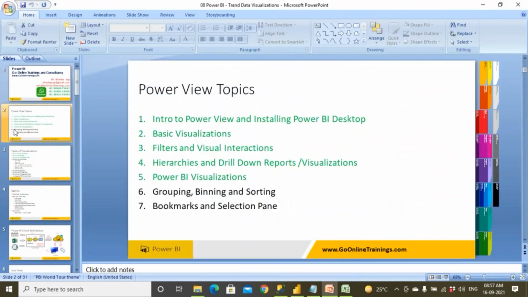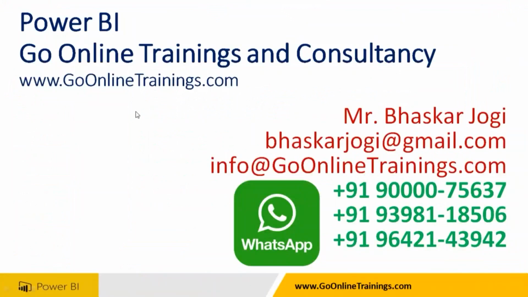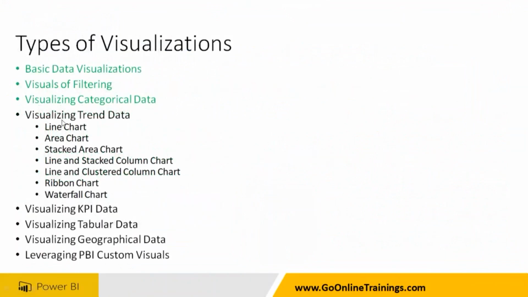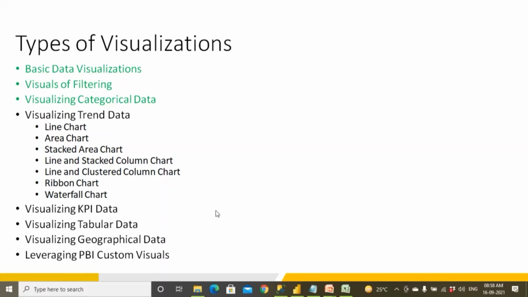So next one today I wanted to discuss is, so grouping and binning, we had seen it. Categorical data we had discussed, right? So today let us discuss about visualizing trend data. If you wanted to visualize a trend data, we have a line chart, area chart, stacked area chart, line and stacked column chart, line and clustered column chart, ribbon chart, waterfall chart. So these are the charts available. Let me take the charts one by one.